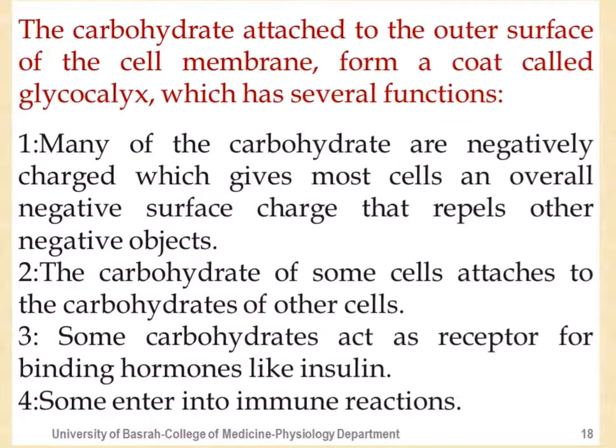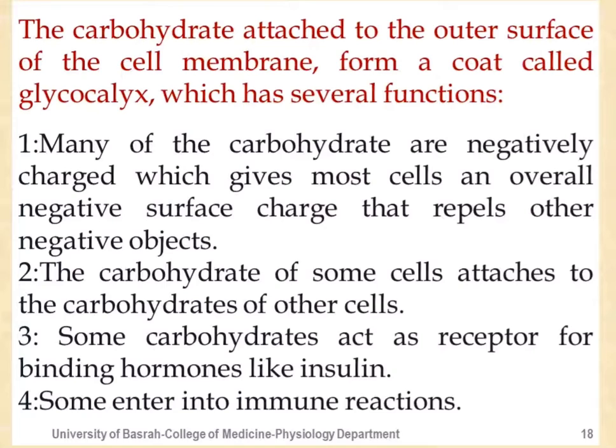So the carbohydrate attached to the outer surface of the cell membrane forms a coat called glycocalyx, which has several functions. What are the functions of glycocalyx? First of all, many of the carbohydrates are negatively charged, which gives most cells an overall negative surface charge that repels other negative objects. So it helps the cell membrane to select the passage of ions and substances.